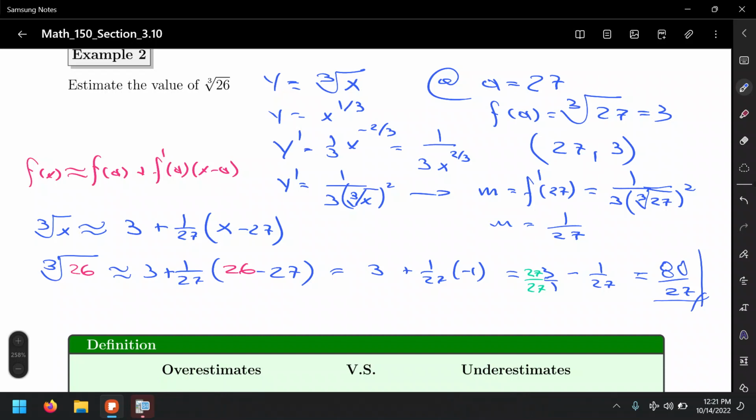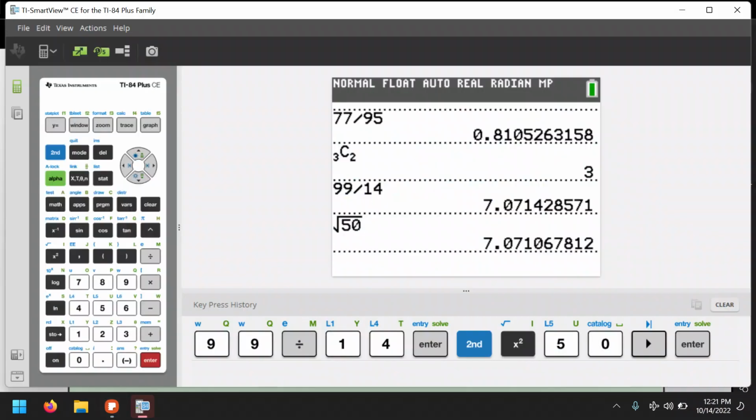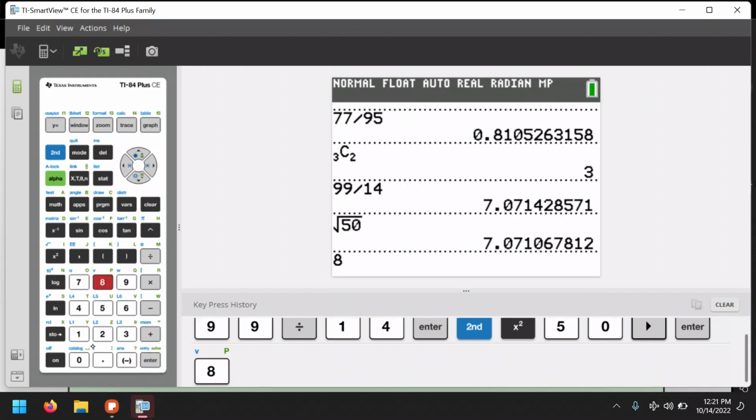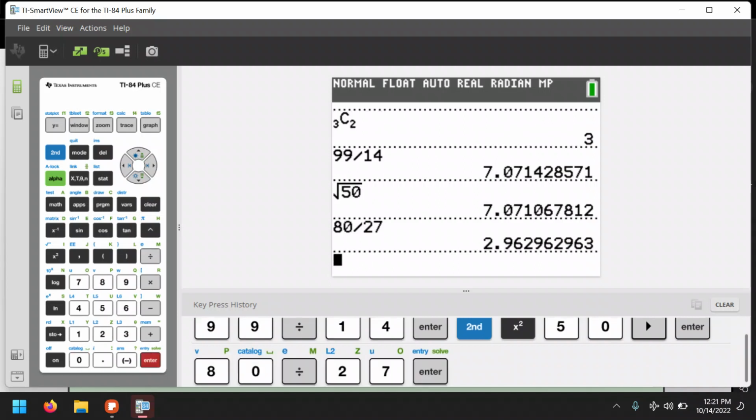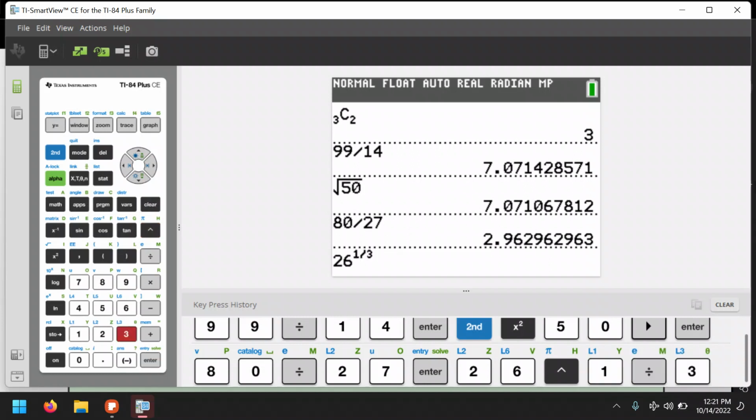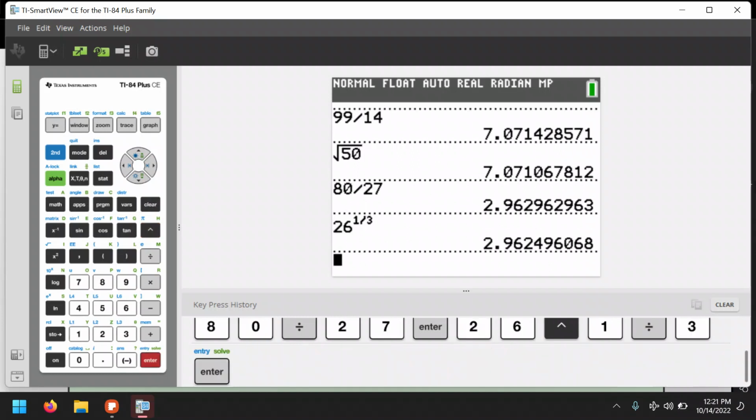Again, how about we verify this using the calculator to find out how good this approximation is. Well, so 80/27, that's 2.96. Now for the cube root, the cube root of 26 is basically 26 raised to the 1 over 3. That's the same as saying cube root. And I think this is a pretty good approximation again. It's not a bad approximation, it's a good approximation.